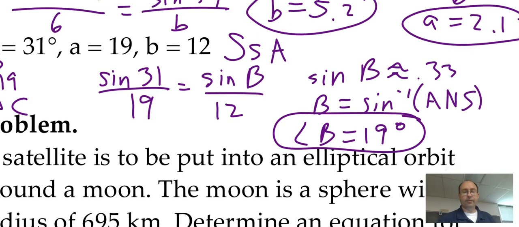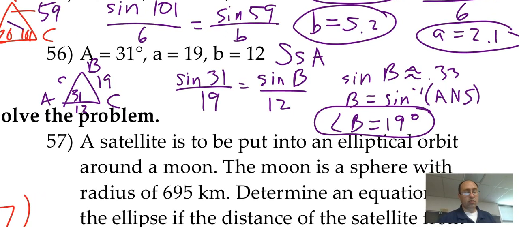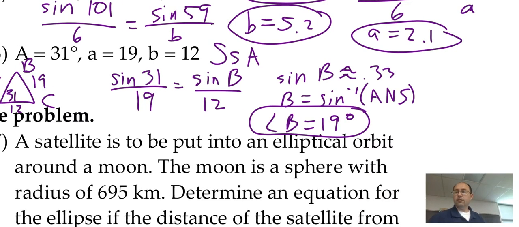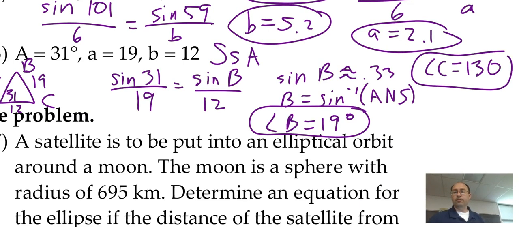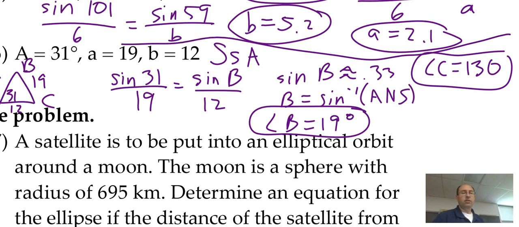What else do we need here? Angle B is 19. If angle B is 19, we should be able to find angle C, right? 31 plus 19, that's 50. And then if you subtract that from 180, you're going to find out that angle C, the one that's not given, is 130. Right? Just using the angles in the triangle. Try to separate these questions from each other.